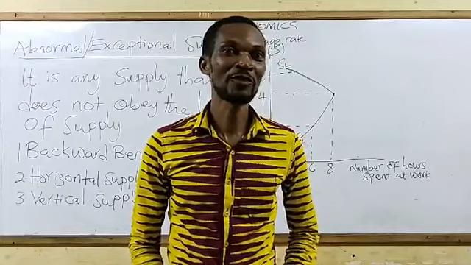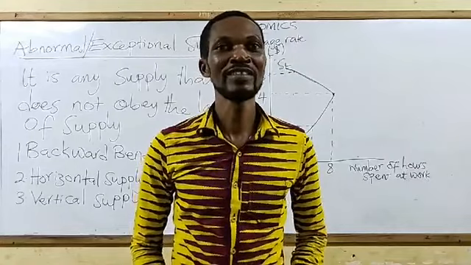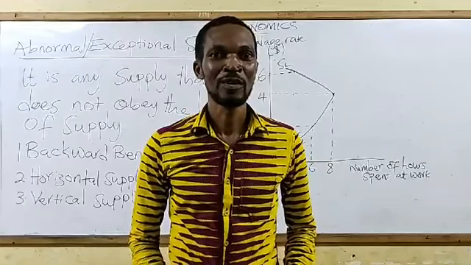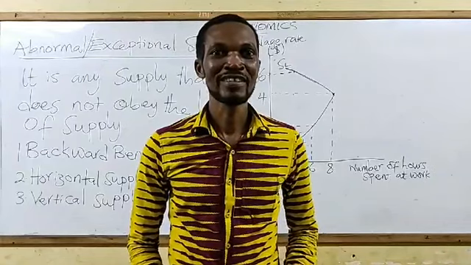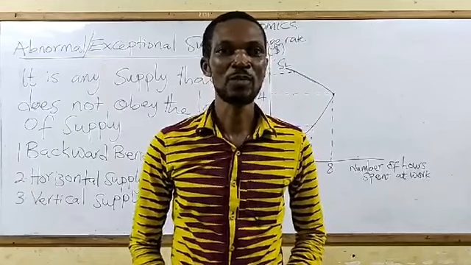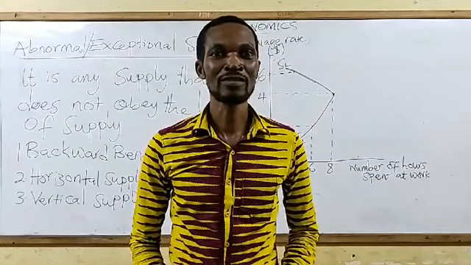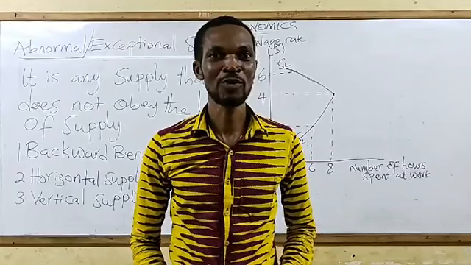For today, we are looking at two topics. We've done the first one already. We are looking at the last one for the day. We want to look at exceptional supply. You can also say abnormal supply. That is what we are going to look at.